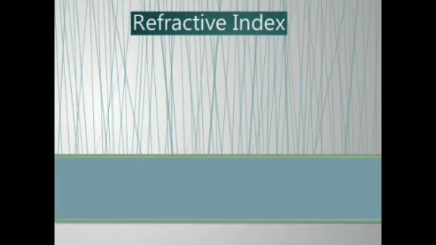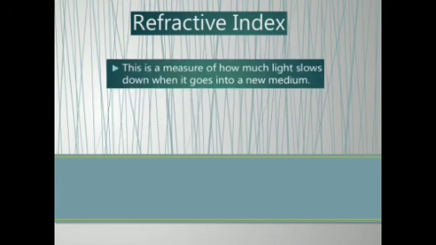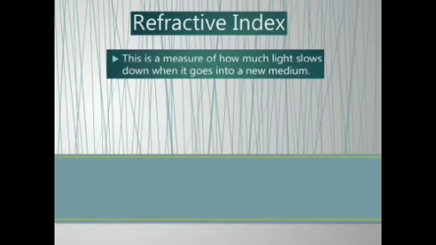I will continue the topic refractive index. Now what is refractive index? This is a measure of how much light slows down when it goes into a new medium. What does it mean? It means that कि एक लाइट कितनी स्लोली ट्रेवल कर रही है एक मीडियम में जब वो दूसरे मीडियम में जाती है, या लाइट कितनी स्लोली ट्रेवल कर रही है जब एक मीडियम में जब हम कंपेयर कर रहे होते हैं दूसरे मीडियम से, राइट?